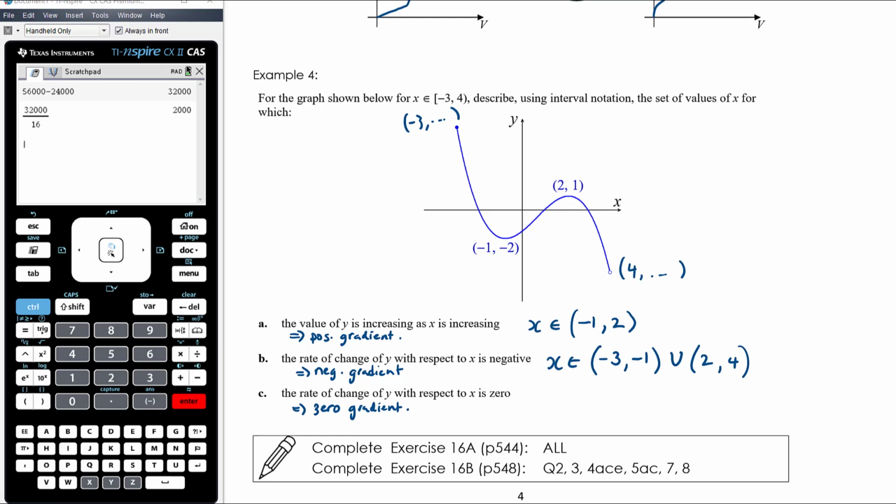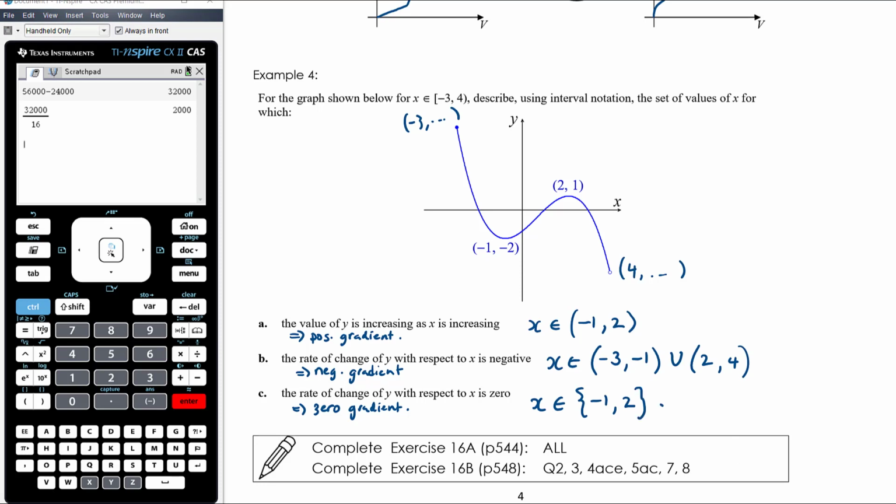And then finally, part C, find where the rate of change with respect to x is 0. We've got 2 moments of 0 gradient where the gradient goes from being negative to being positive at the 2 turning points. We call those stationary points. Again, we'll talk more about that. So it's just 2 precise values, so curly bracket set. So x is an element of the set of numbers that contain -1 and 2.